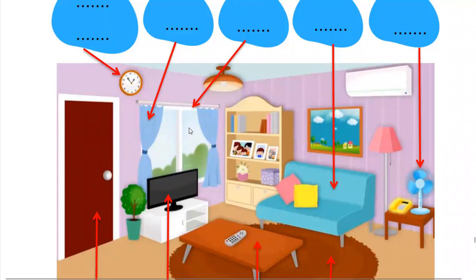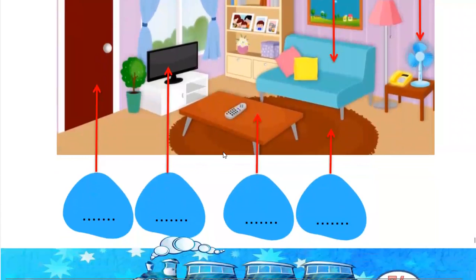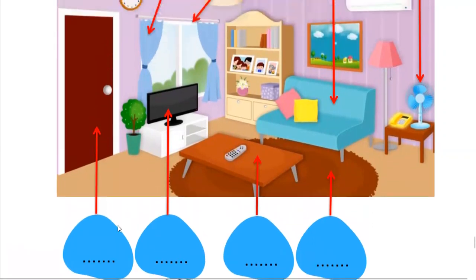Then window. Window. Shubbak. Curtains. Curtains. Sitara. And wall clock. Sa'a. Sa'atu hait, okay. Rug, Sajjada. Table, Tawila. Tawila. TV. Tilfaz. Door, Bab. Correct.